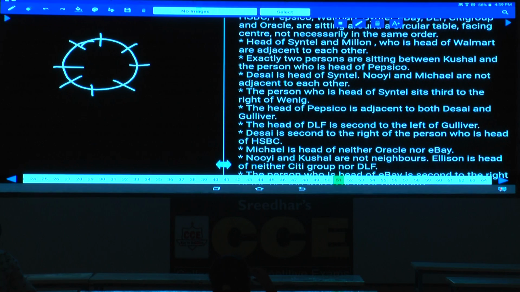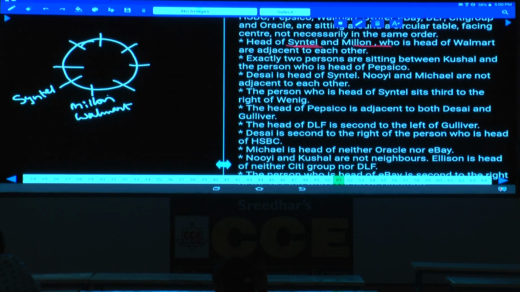Then the head of Sintel and Millen, who is the head of Walnut, are adjacent to each other. Now I am taking Millen at this place. Now this Millen is the head of what? Head of Walmart. And who is the other person here? The head of Sintel. Sintel and Millen are adjacent to each other. So how many possibilities do we have? We have 2 possibilities. Now this Sintel can be to the left hand side of Millen or to the right hand side of Millen. As of now we are taking the left hand side.